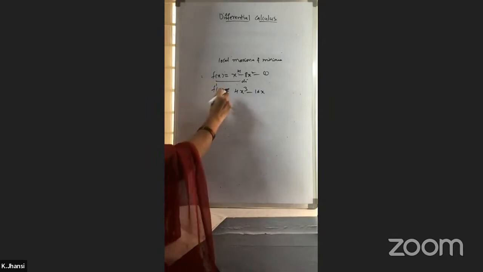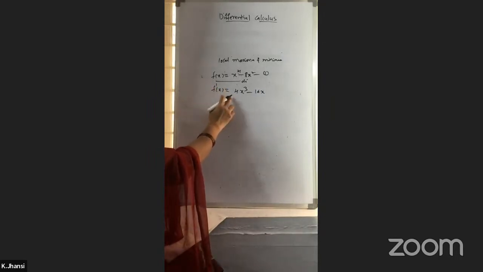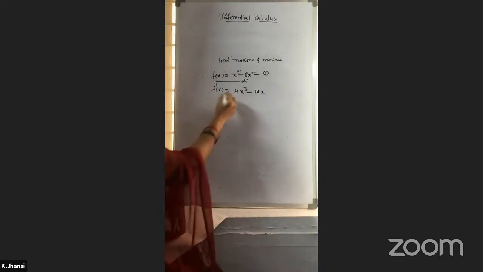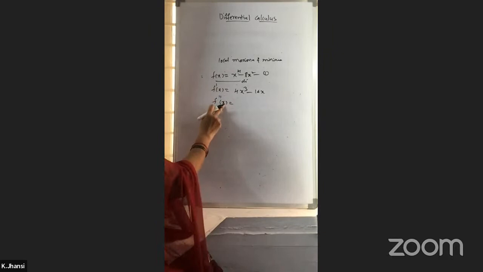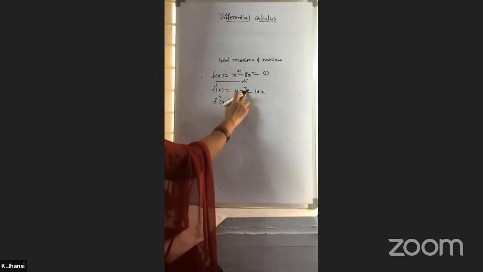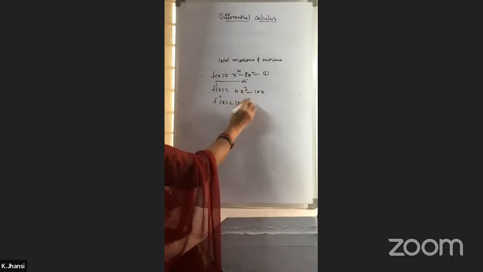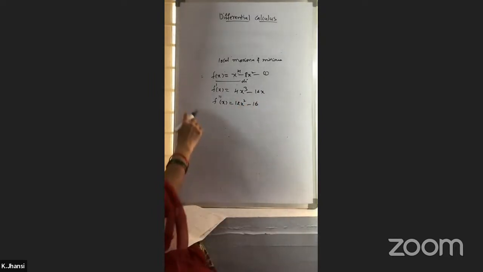For finding local maximum and minimum, you have to equate the f dash of x value to 0 and find the roots here. First we will do the second order as well. Second order means if you do one more differentiation of the first order: 4 threes are 12, and 3 minus 1 means 12x square minus 16. So this is the second order.